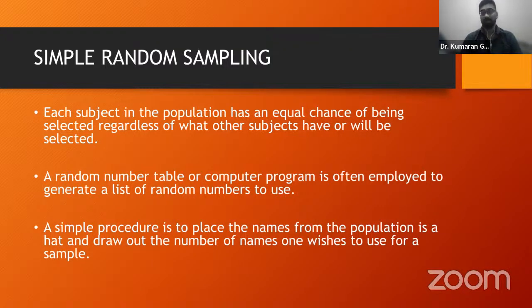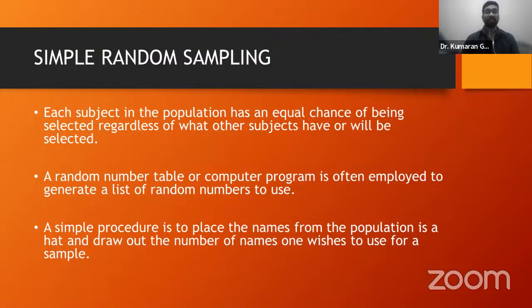So this is the simple random sampling. Each subject in the population has an equal chance of being selected, regardless of which subject will be selected. So in simple random sampling, everyone in the population can be a sample. Not only that, a random number table or computer program is often employed to generate a list of random numbers to use. So we can choose the numbers, or we can use the computer's help to get the list of random numbers to use.